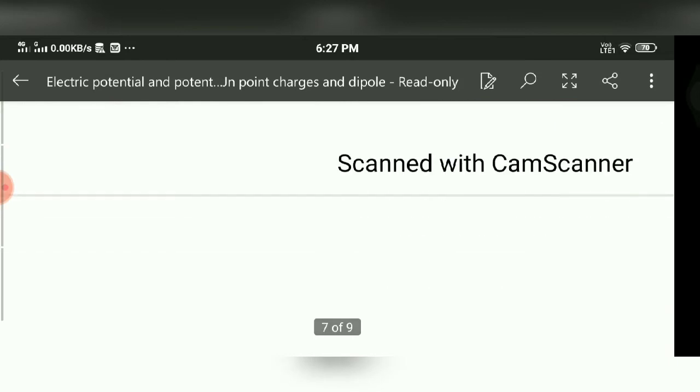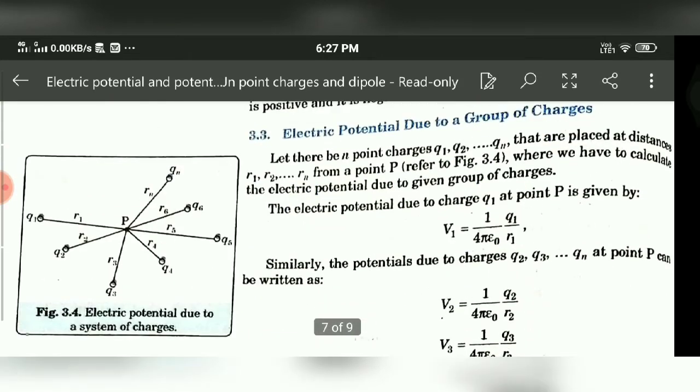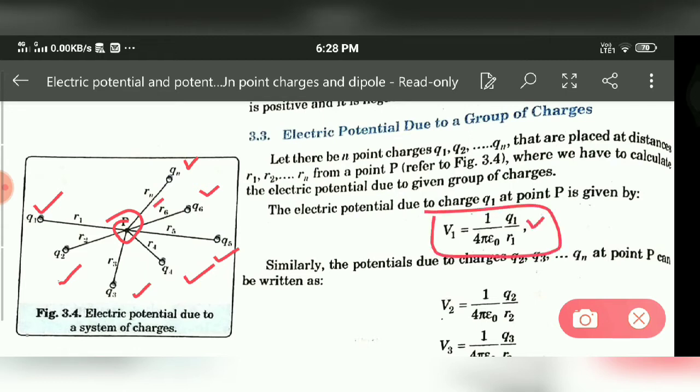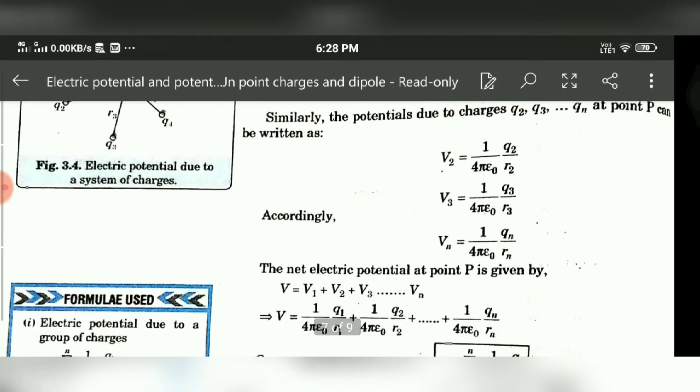Suppose we have n number of charges in a system: q1, q2, q3, and so on up to qn, and the distances from the point P where we have to calculate the potential are r1, r2, r3, and so on up to rn. So potential due to the first charge is 1 by 4 pi epsilon naught q1 by r1. Due to the second, 1 by 4 pi epsilon naught q2 by r2. Similarly for V3, up to Vn.